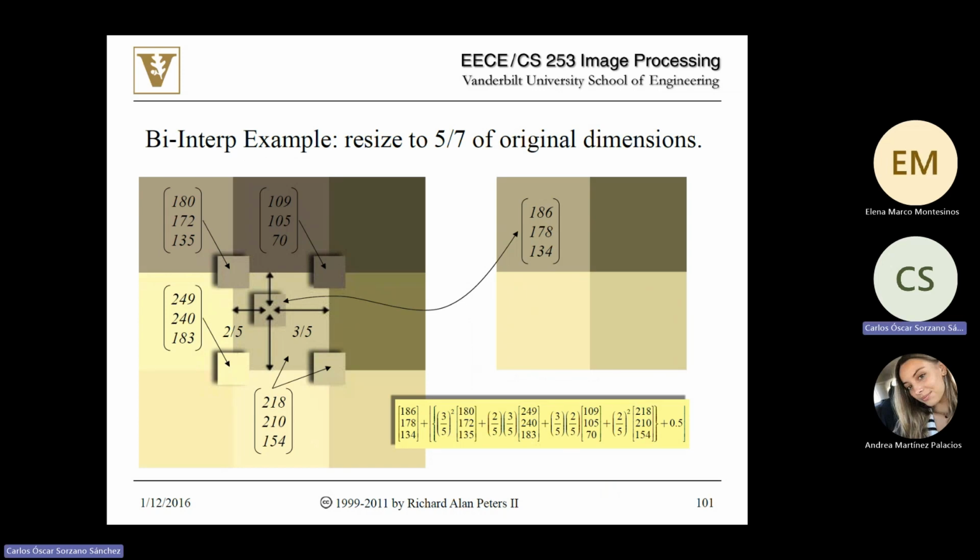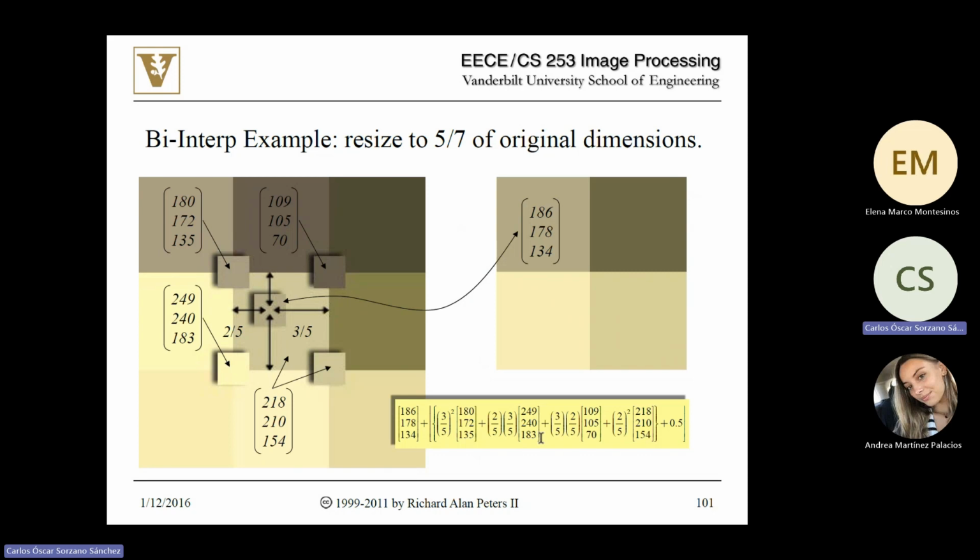So yeah, here you have another example, but now with numbers. Let's say that we have these four corners with these image values, but now they are vectors. So we have the R, G, and B components. And then we have a fraction that is 2/5 here, 2/5. So delta R and delta C are 2/5. Okay, so what is the value at this point that we want to evaluate?